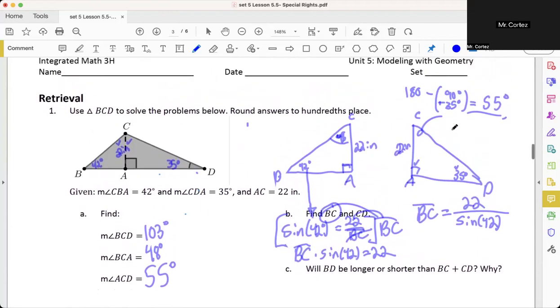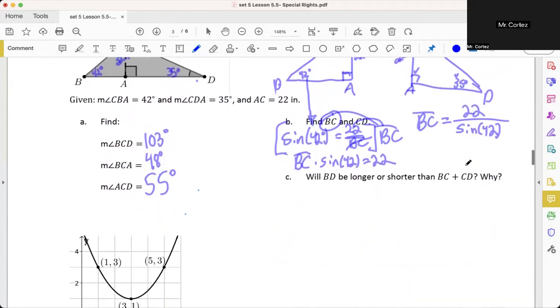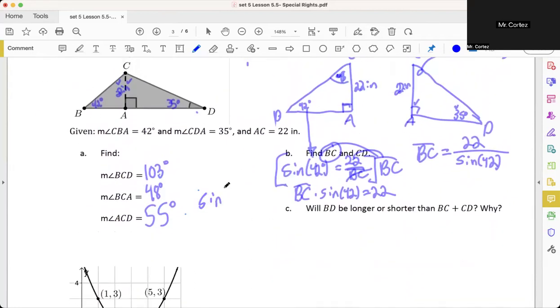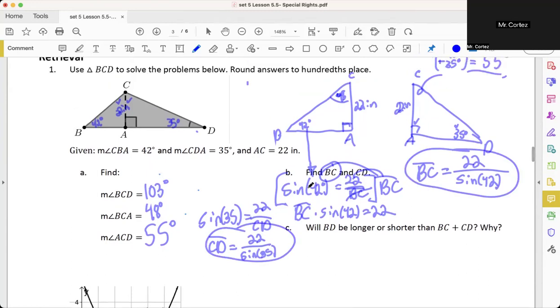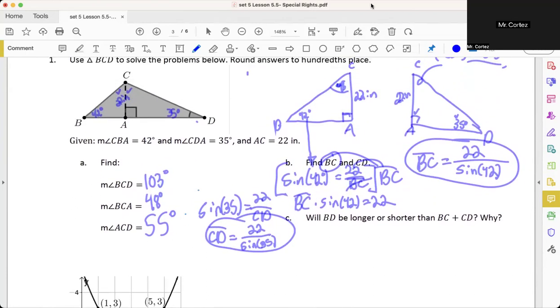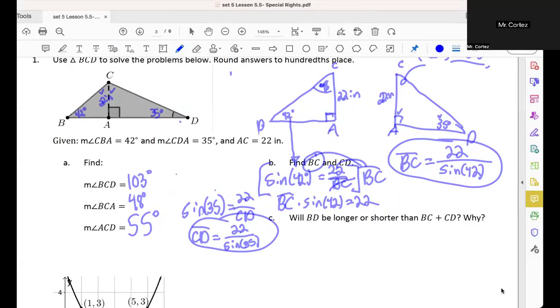CD is going to be a similar situation where, same song and dance, you could pick sine or pick cosine. I'm going to say that to get a hold of CD, sine of 35 should be equal to 22 over CD, right? And it's going to be similar algebra to this, but too long didn't read. You multiply by CD, but then eventually divide by sine of 35. So this is what CD would be equal to. And I'll leave it to you to get a hold of that numerically. Will it be longer or shorter? What do you think? Take a moment to think about that.